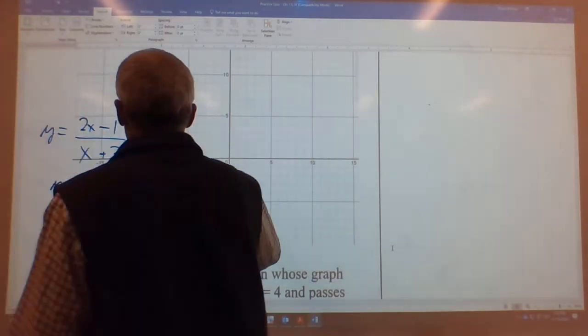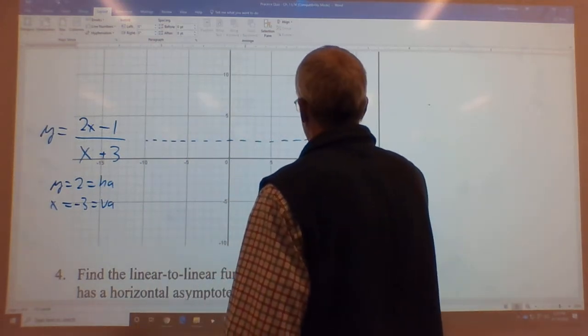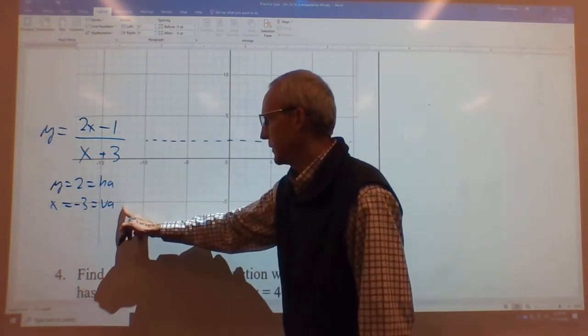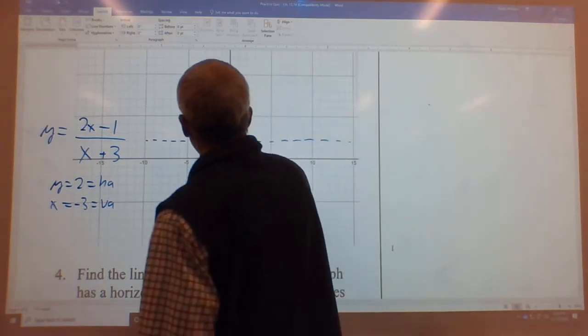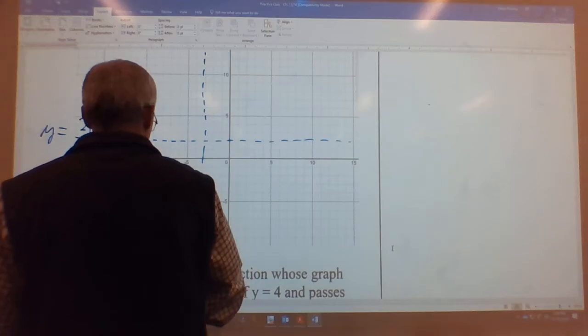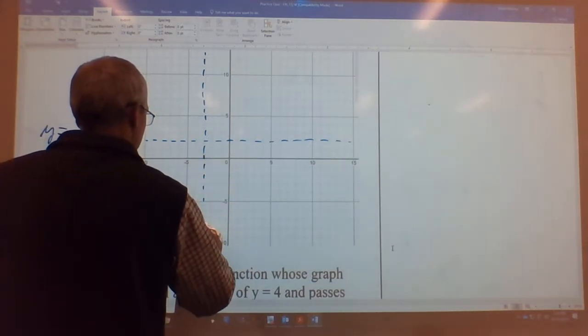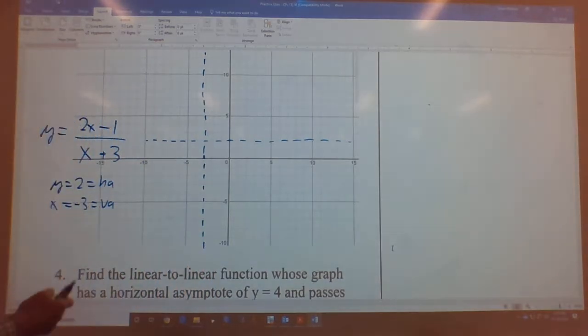Okay. Y equals 2. Here's 2. So draw a line like this. Dash line. X equals -3 is right here. So we draw a dash line there. Oops, I missed it. Okay, on top of the -3, there we go. Okay, so now we need a point.